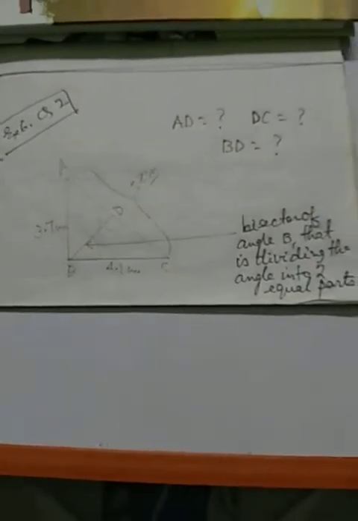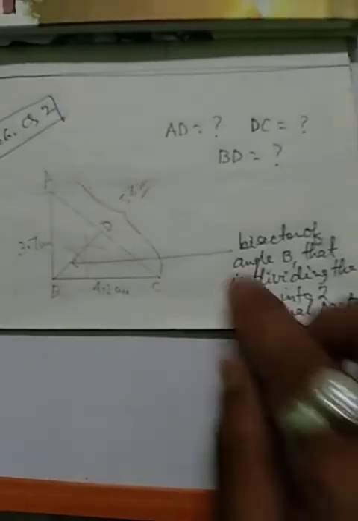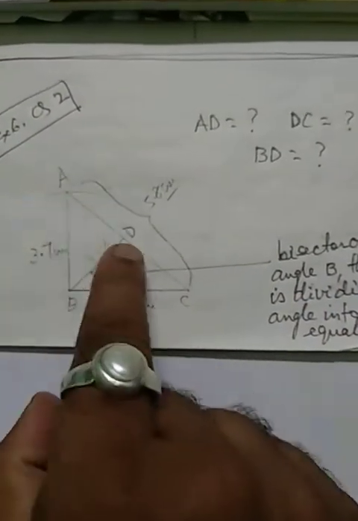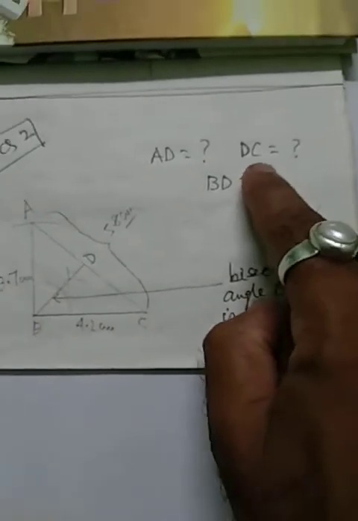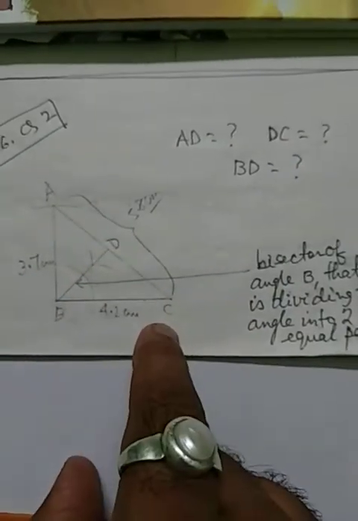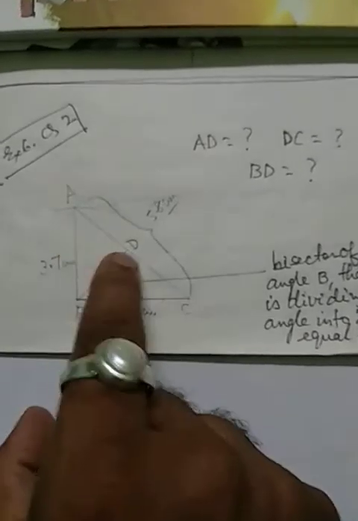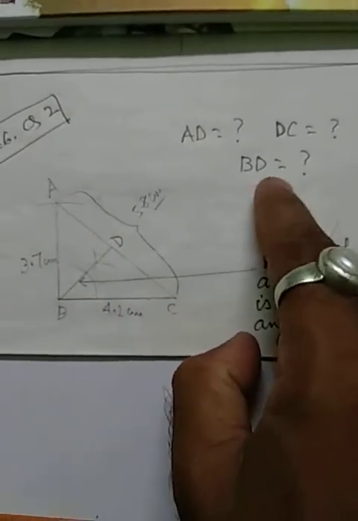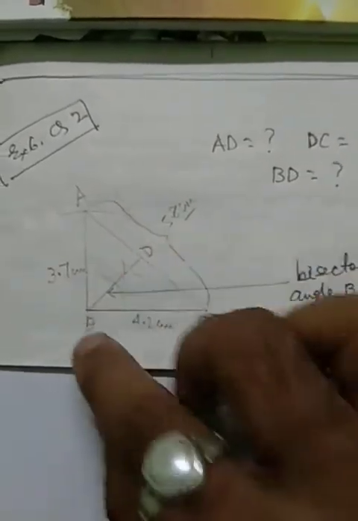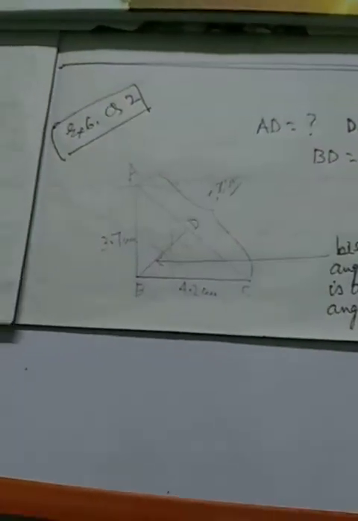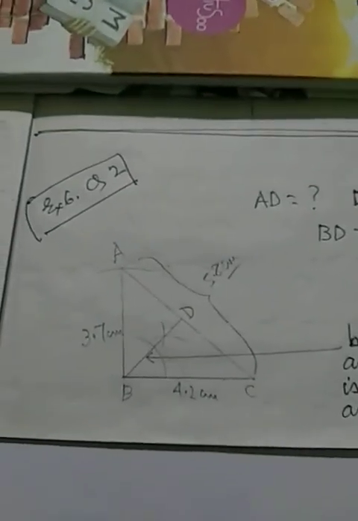And then what extra things they have asked here? They are asking you to measure the length AD, that you do on your own. From A to D you measure with the scale. Then the next one, they are asking you to measure DC. So AD, DC separately, and the third is BD. They are asking you to measure the length of the bisector also. So you put the scale here and see how much it is coming. So that will be your BD.